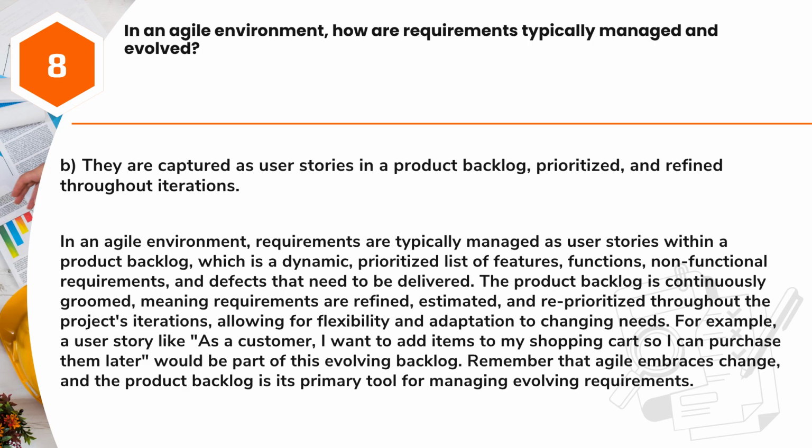Answer: B. They are captured as user stories in a product backlog, prioritized, and refined throughout iterations. In an agile environment, requirements are typically managed as user stories within a product backlog, which is a dynamic, prioritized list of features, functions, non-functional requirements, and defects that need to be delivered. The product backlog is continuously groomed, meaning requirements are refined, estimated, and reprioritized throughout the project's iterations, allowing for flexibility and adaptation to changing needs.